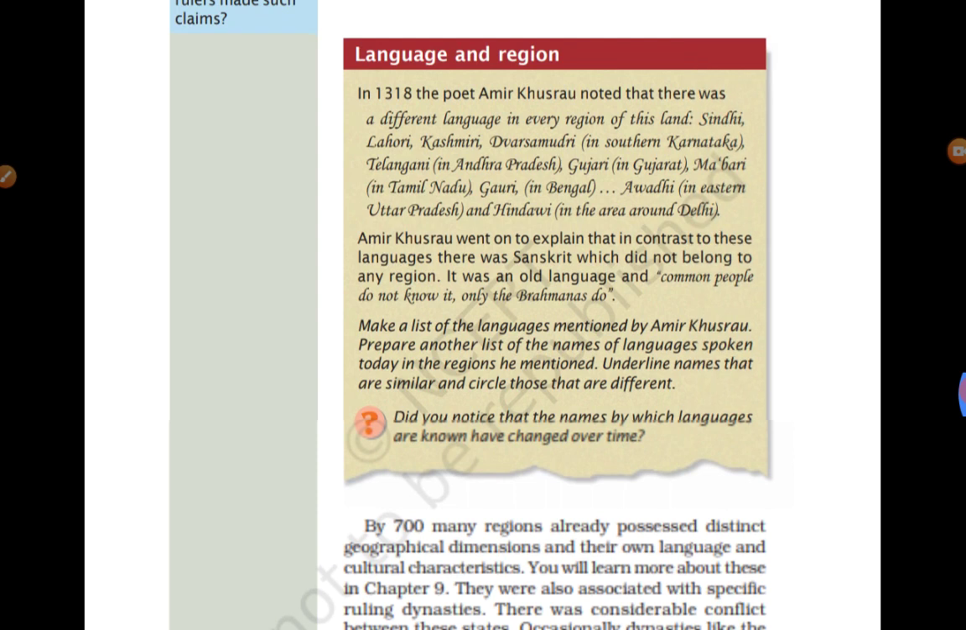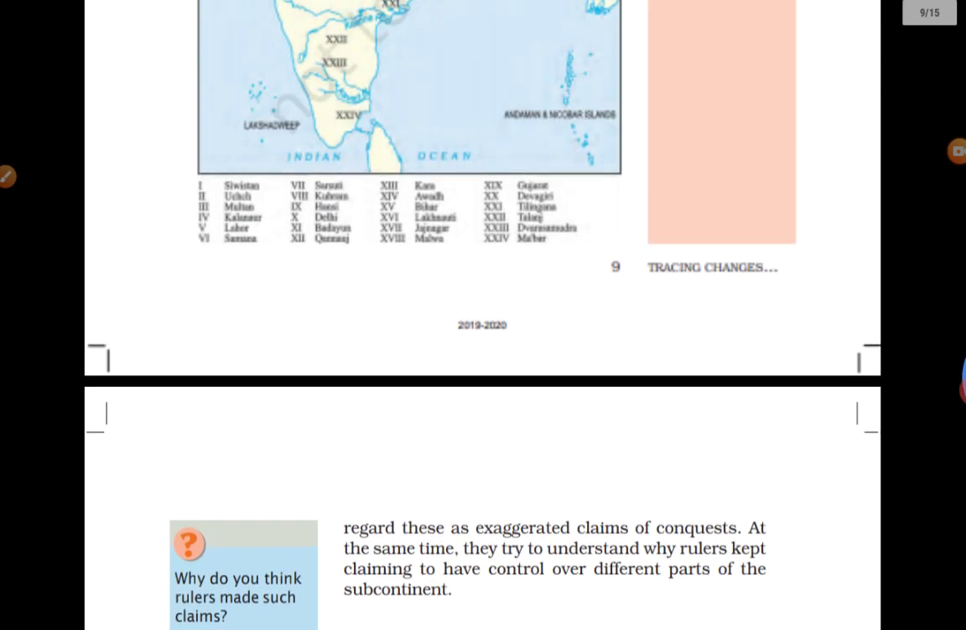So in this way, we have studied the languages spoken here. But Sanskrit, as we have discussed, did not belong to any region. It was an old language, and common people did not have the knowledge of Sanskrit, and only Brahmins used to use this language in speaking as well as in writing.